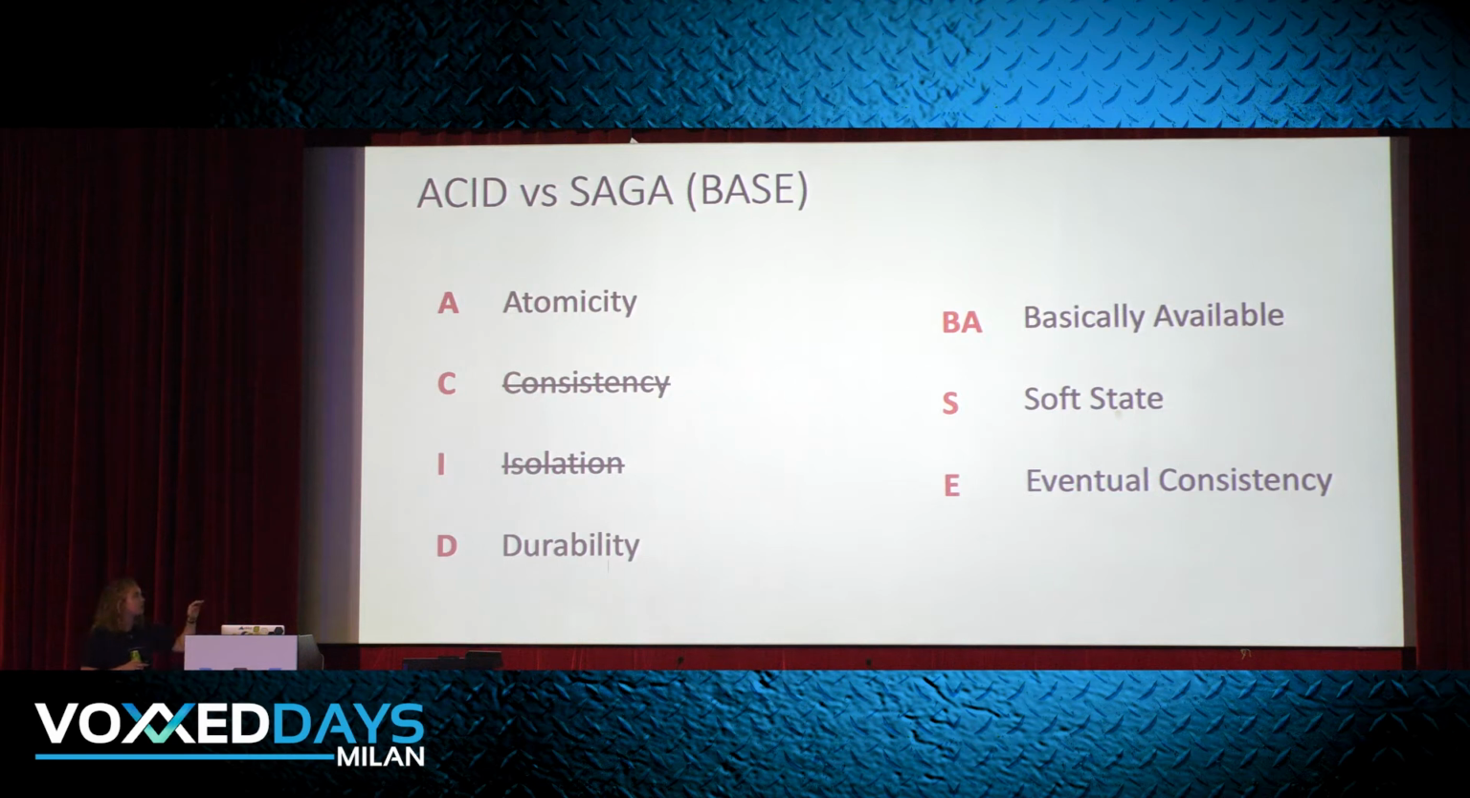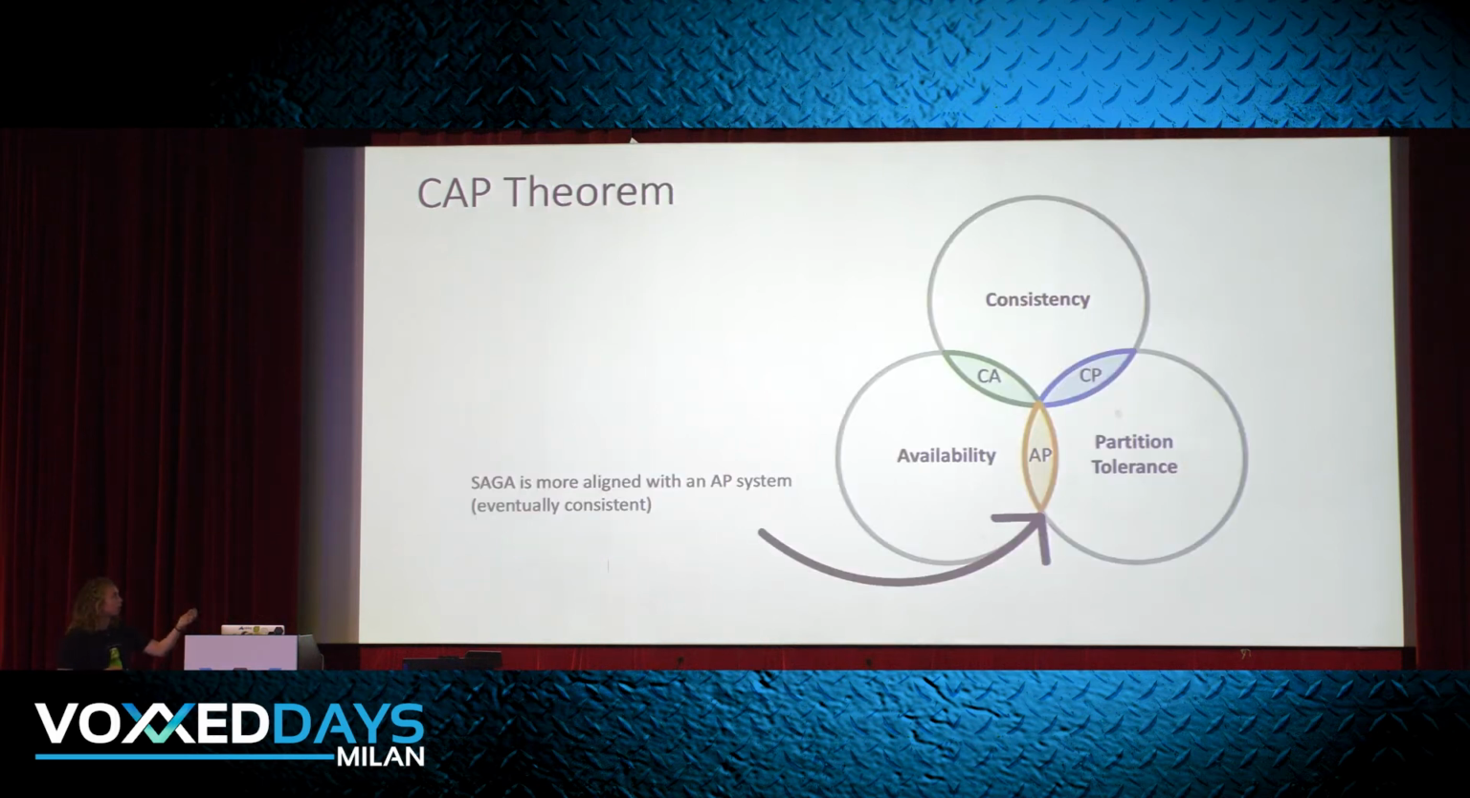The big difference here is, as I've highlighted, the words that I've crossed out. So we love acronyms, but BASE stands for basically available, soft state, and eventual consistency. The biggest differences here are the fact that we've lost this strict consistency and we've lost the isolation. So what this means is that we're now more like an AP system, so we're more aligned to this type of system. If you're familiar with the CAP theorem, you'll be familiar with this concept.